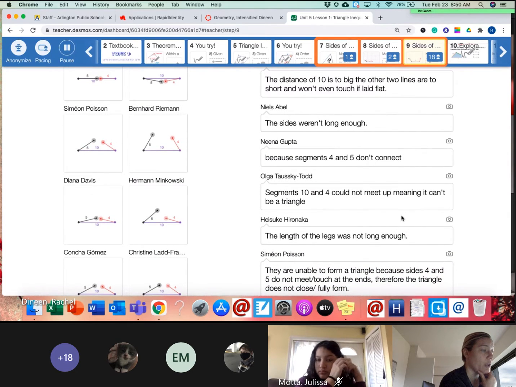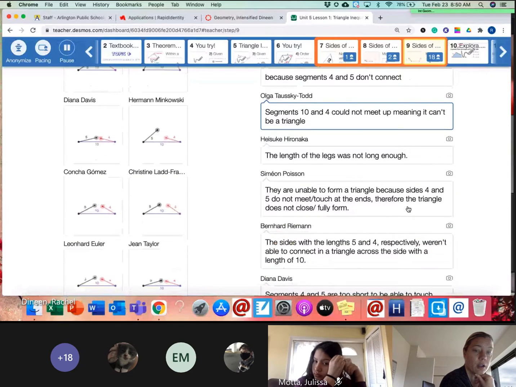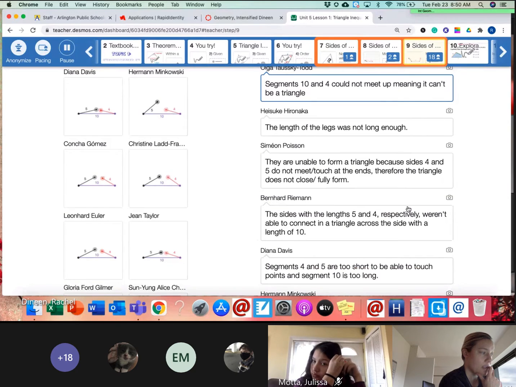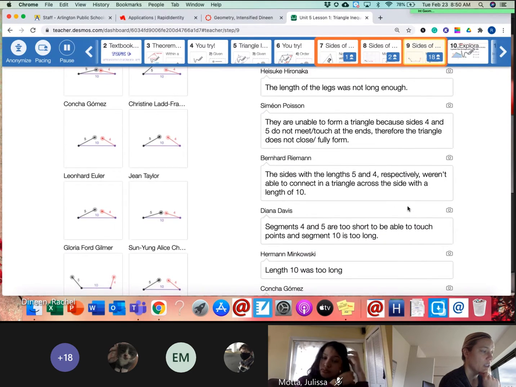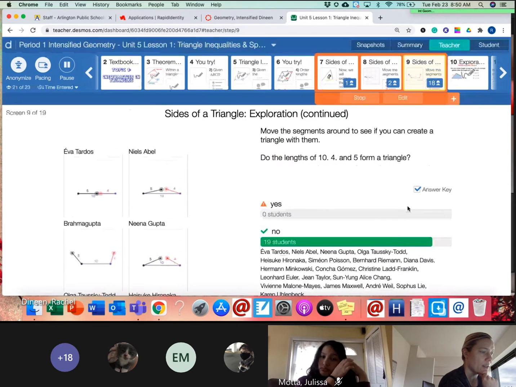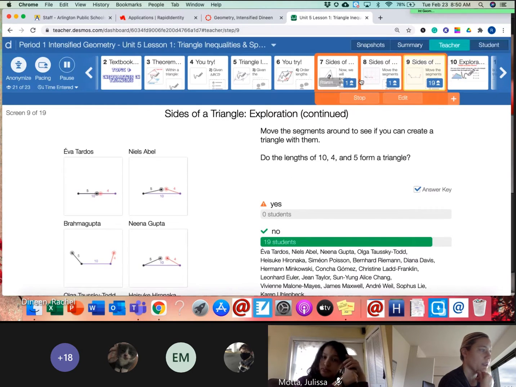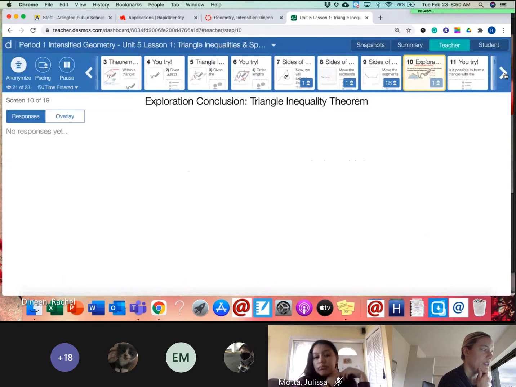Segment 10 and 4 cannot meet up because it can't be a triangle. Yep, the length of the legs was not long enough. Great job. Unable to form a triangle because sides 4 and 5 do not meet, touch at the ends. Awesome. Yep, great job, guys. Yeah, and I see you guys tried here to get them to connect, but they just won't do it. Absolutely. All right, so that brings us to slide 10.